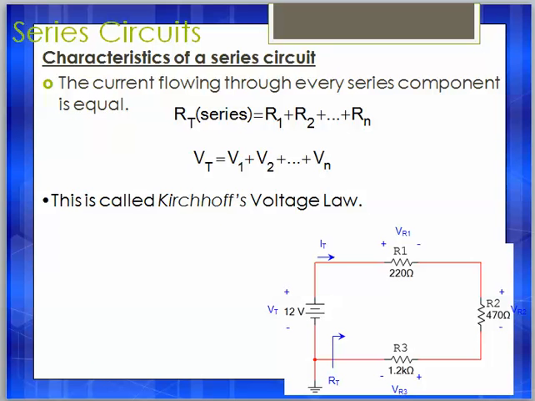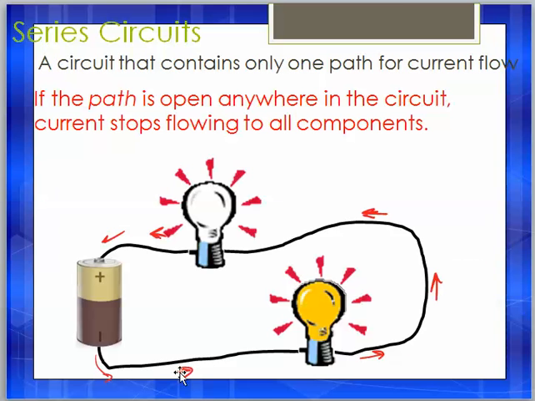Well, let's give you some common characteristics of series circuits. The current flowing through every series component is equal. And what that means is the current, the flow of electrons, the I, has to be the same, because you notice never does it have a chance to split.